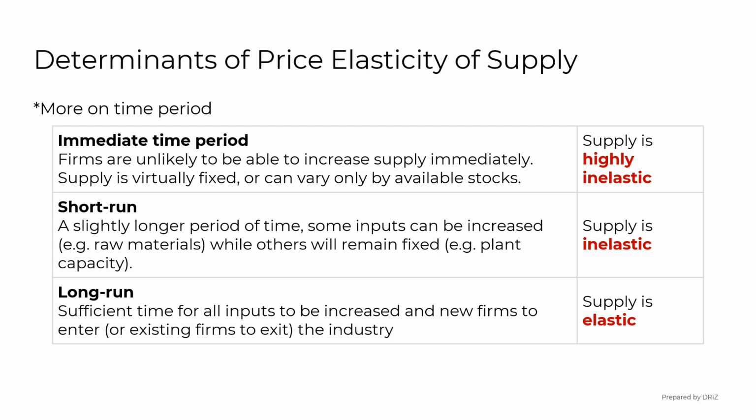In the short run, some adjustments are possible, but not everything can change. Producers may increase output slightly by working overtime or using existing resources more intensively, but they cannot build new factories or plant new crops yet. So, supply is somewhat elastic, but still limited. In the long run, producers have enough time to make full adjustments. They can invest in new equipment, hire more workers, or expand production facilities. This makes supply much more elastic, as they can fully respond to price changes and scale up production.